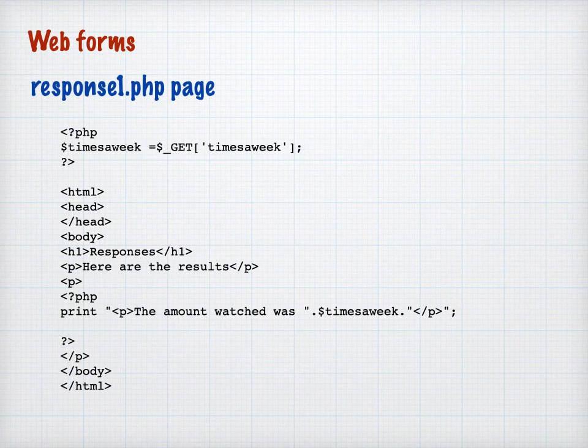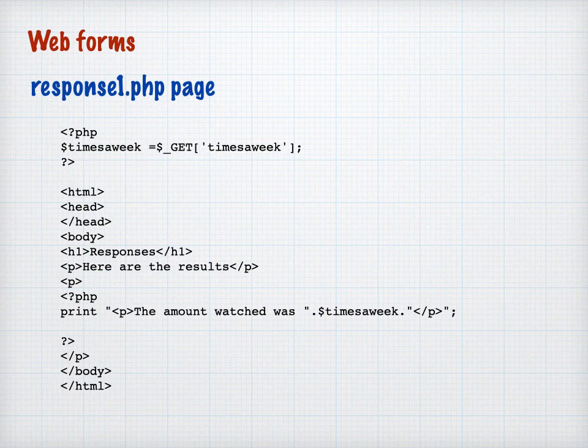Let's have a look at what that looks like in an actual PHP program. So let's go through it slowly from the top. Right at the top, the first thing in our response page, we're simply going to grab that value. So let's say that you typed in the number 4. 4 will travel from the form to our response page. PHP will automatically have created that value in this special variable called $_GET, and it will use the name from the form, and the name from the form was times a week. So that's going to contain that value 4.